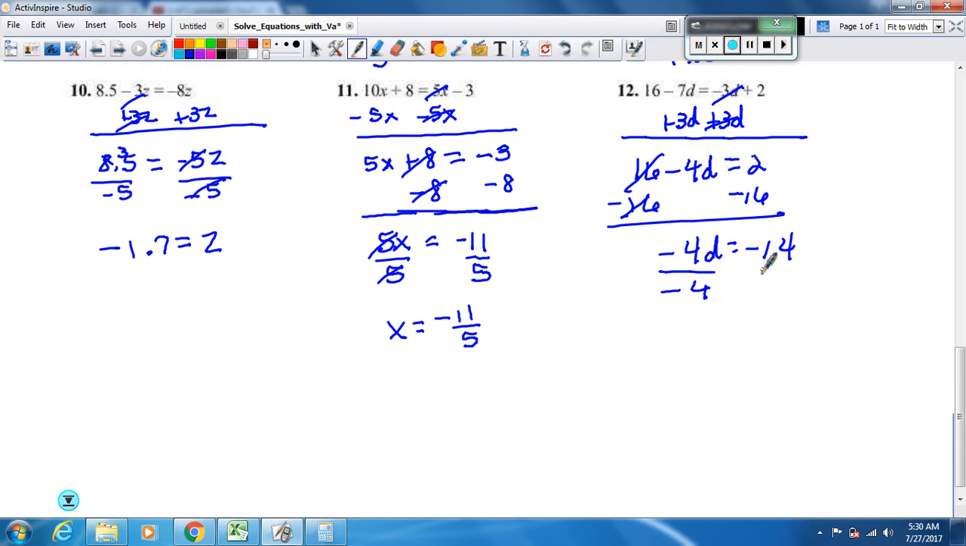Divide both sides by negative 4. Top cancels with bottom. Okay, negative cancels with negative. 14 over 4. Those are both even numbers, so you can cut them in half. So half of 14 is 7, and half of 4 is 2. So 7 over 2 is the answer.